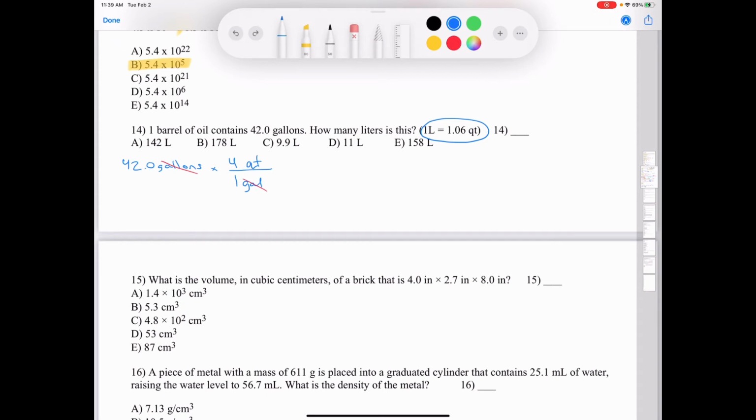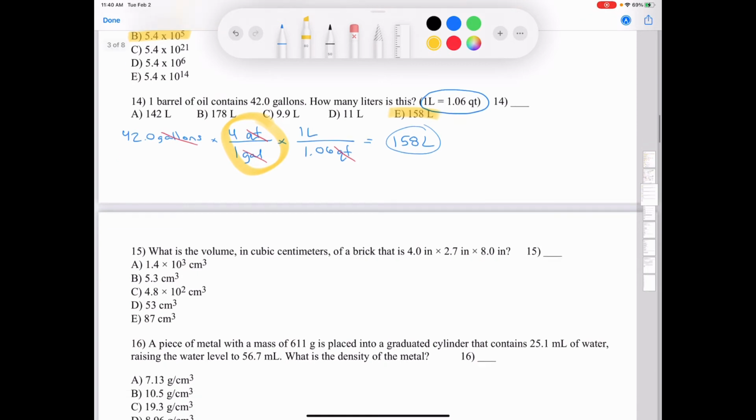We want to have liters, and so I can use the conversion factor that I have circled in blue, that in 1 liter I have 1.06 quarts. So now we see that quarts cancel, and I'm left over with liters as my unit. So when you punch 42.0 multiplied by 4, divide by 1.06, you should end up with a number that can only be reported to 3 significant figures, and it's 158 liters. So some conversions you are expected to know, like how many quarts are in a gallon.